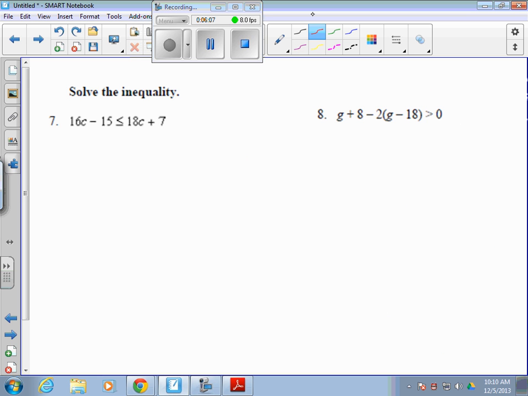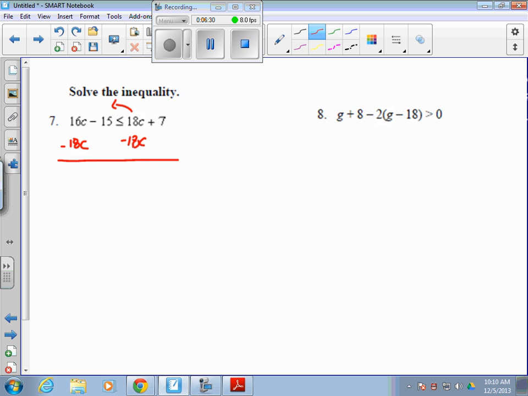Then for number 7, we're solving this inequality. Normally you put your variable terms on the side that will make them larger, or you bring the smaller one over. But when you're doing inequalities, a lot of times it's easier to bring them to the left every time, where you can read them easier. So let's bring 18, or positive 18c, over by subtracting it. If you subtract it on that side, subtract it on this side.